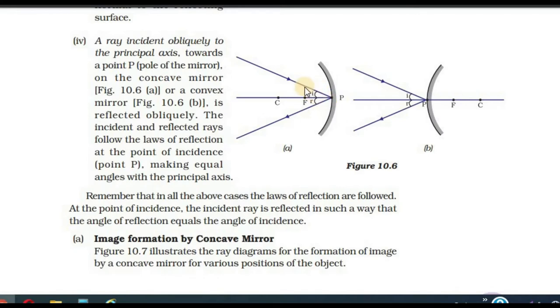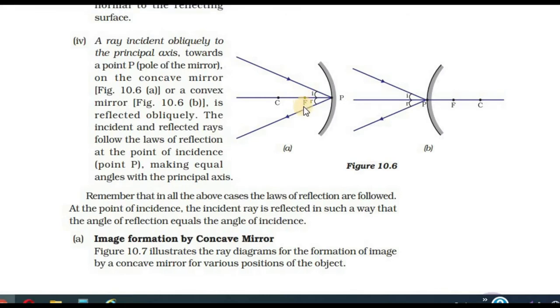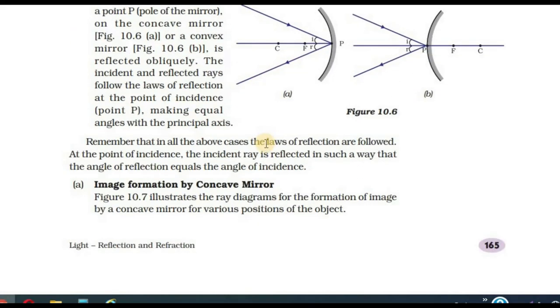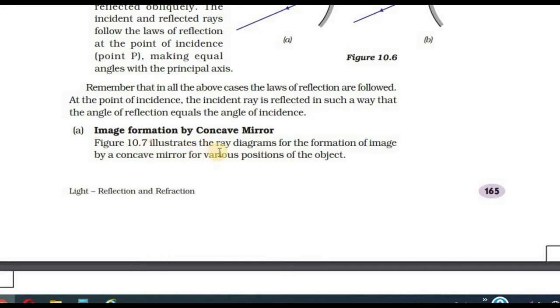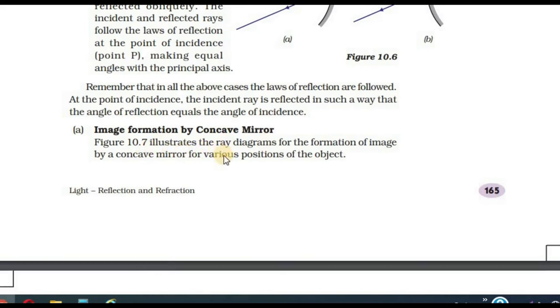Here, if the light ray is incident at a 30 degree angle, it reflects at the same 30 degree angle. If the light ray is incident at 45 degrees, it will be reflected at 45 degrees. Suppose the light ray is incident at 50 degrees, then it is reflected also at 50 degrees. Now we have the image formation by a concave mirror.